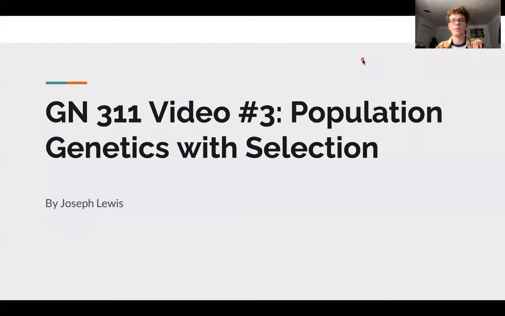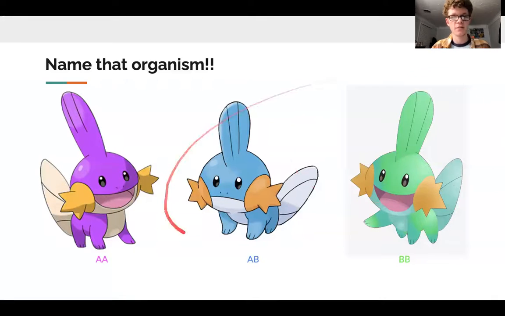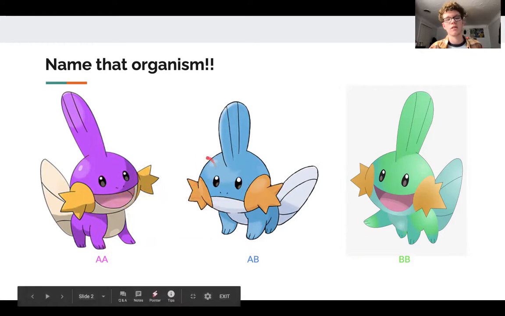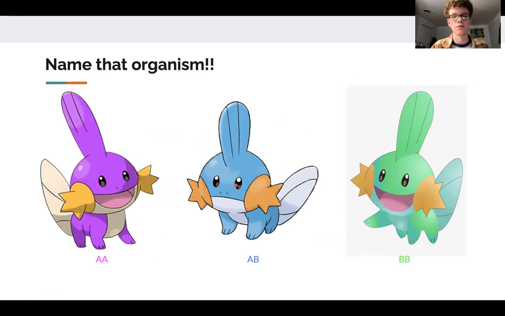Today we're going to be talking about population genetics with selection, and we're going to be using mudkips. So here we have three different phenotypes of the same species of mudkip. We have a pink, a blue, and a green phenotype. The genotypes are below and color-coded to the mudkips.